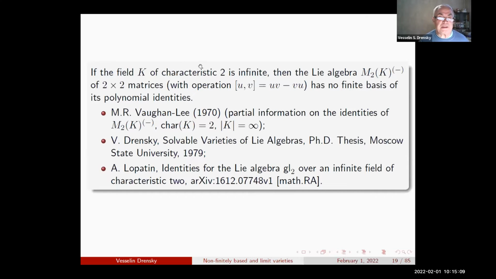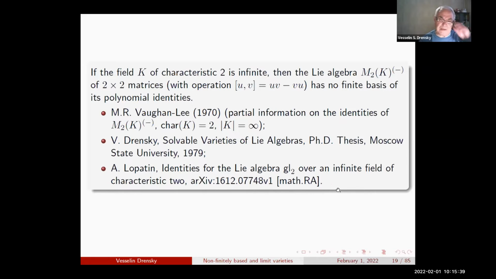And if the field is infinite and of characteristic 2, then you have a very nice example: 2 by 2 matrices considered as Lie algebras. They have no finite basis of the polynomial identities. This is in the same paper by Vaughan-Lee. Then the explicit form of all identities was in my PhD thesis in Moscow in 1979.